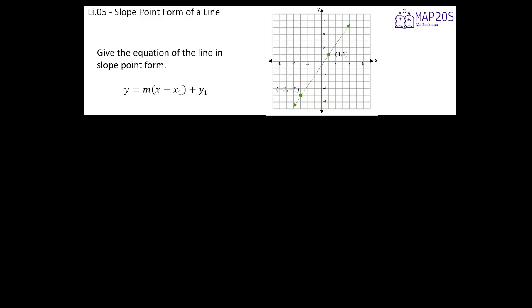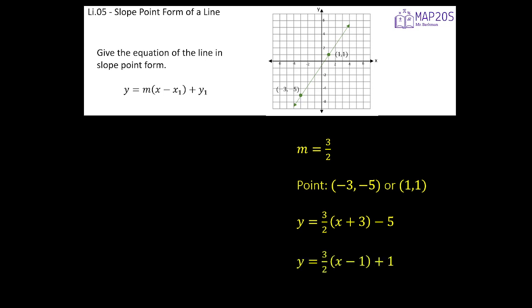Okay, now hopefully you're able to figure out the equation of this line here. We know our slope, 3/2. Hopefully you're able to come up with that. And then we also have 2 different points that we could use as a part of this equation. So you should have either this one here, y is equal to 3/2 x plus 3 minus 5, or you might have this equation here, y is equal to 3/2 x minus 1 plus 1.